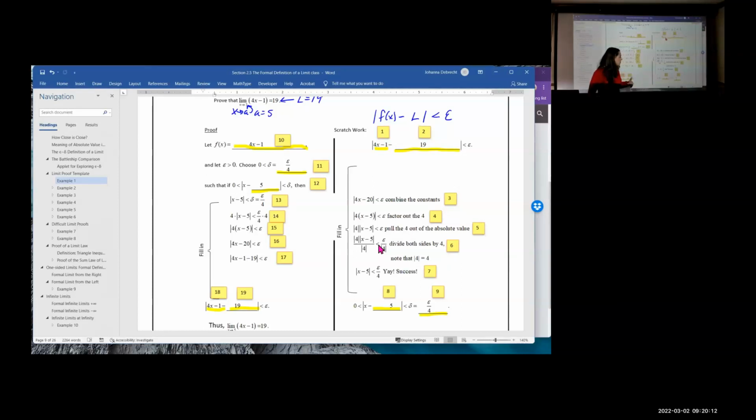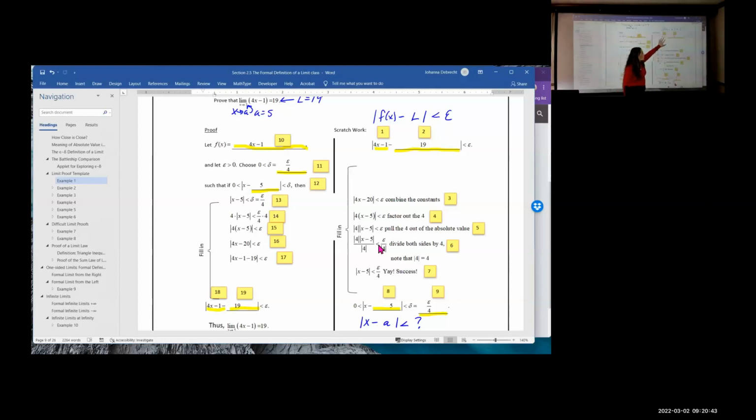Our entire goal on the scratchwork side is to come up with an expression for |x - a| less than something. And we don't know what the something is, but we know it'll depend on epsilon. So 5 was our a up here. Once we factored out the 4 and divided by it, we had |x - 5|, which was our |x - a|, and that is going to be less than epsilon over 4.